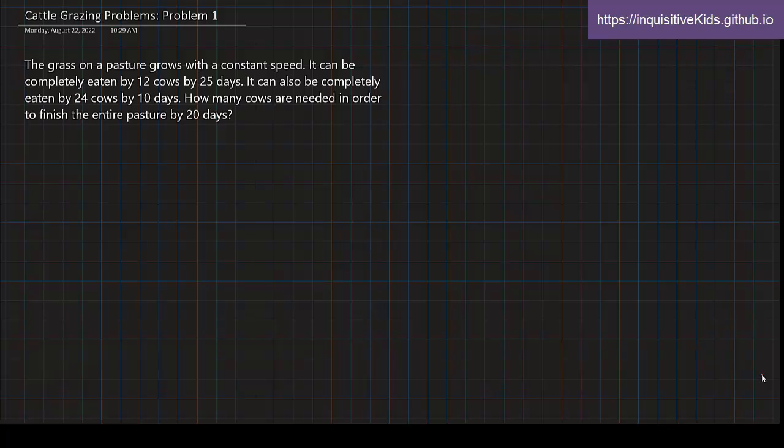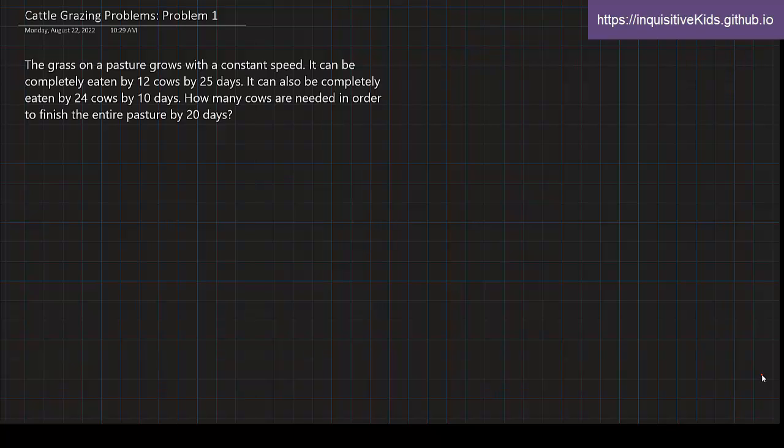So let's get into this problem. The grass on a pasture grows with a constant speed. It can be completely eaten by 12 cows by 25 days. It can also be completely eaten by 24 cows by 10 days. How many cows are needed in order to finish the entire pasture by 20 days?